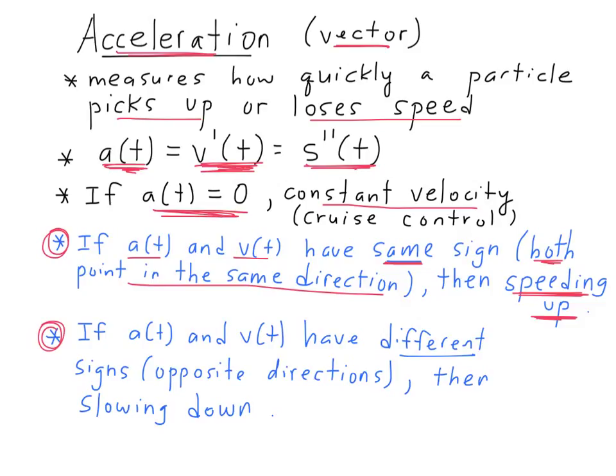Compare that to when an object is slowing down. We're going to slow down when our acceleration and velocity have different signs. So one is positive, one is negative. This indicates that these forces are moving in opposite directions. If they're moving in opposite directions, then the body is slowing down. So don't think that just because you have a negative acceleration, that you're guaranteed to be slowing down. You could have a negative acceleration and a negative velocity, and in that case you would be speeding up.